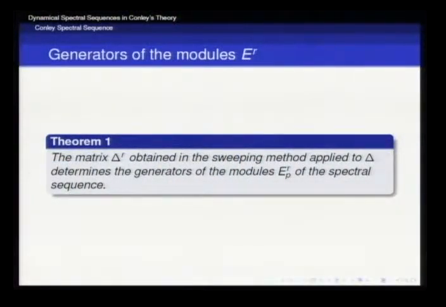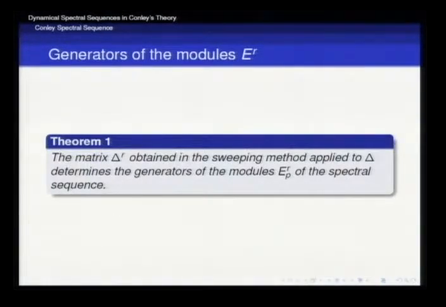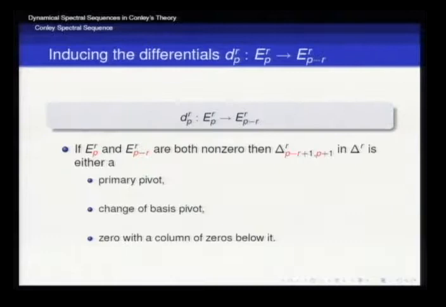Just to wrap this up, we have the matrix delta R, this collection of connection matrices that are obtained at each stage of the sweeping method. So the matrix delta R will determine the generators of the module ER of the spectral sequence. So each matrix delta R will tell me what this Z module is, plus the differentials in the spectral sequence.